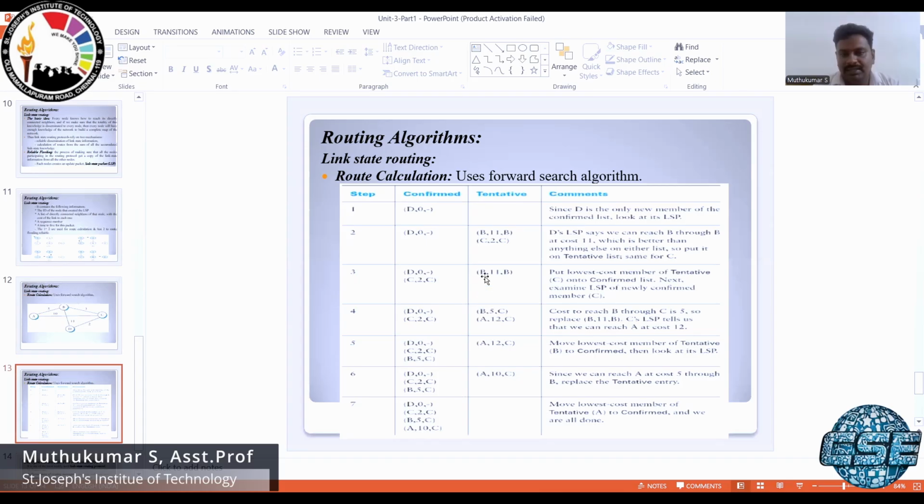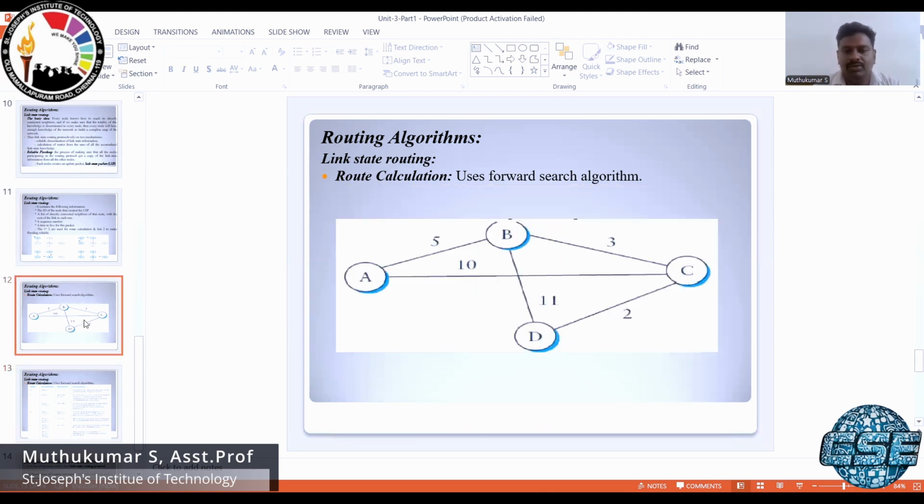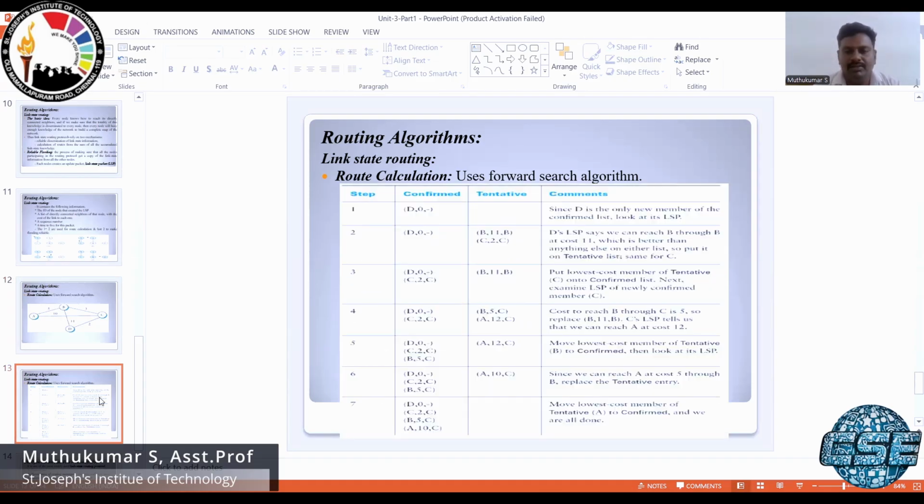So here, this old value is replaced because the cost to reach B through C is 5. So we can replace the highest value. So even though we have the direct connection, going through C is minimal. So put that value. So this old value is replaced. So consider the commands. Here we have clearly mentioned the commands. Okay. Then you can go to A. From D to A through C, that is 10 plus 2. Okay. So here 12. So that is given.